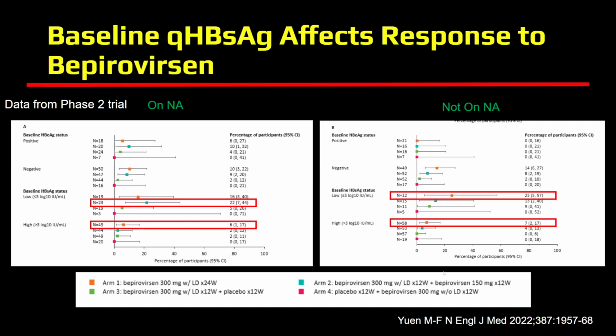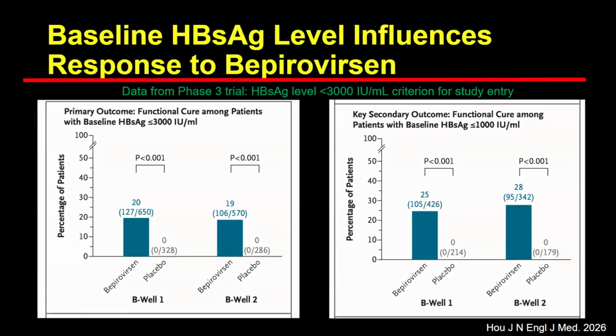Next slide, please. As you can see, this data has been presented by the other speakers, so I won't belabor the point other than to reemphasize that baseline surface antigen level is an important predictor of response to antisense oligonucleotides and also to small interfering RNAs as well as therapeutic vaccines, and for identification of patients who are more likely to benefit from this treatment. Next slide, please, and this is my last slide.